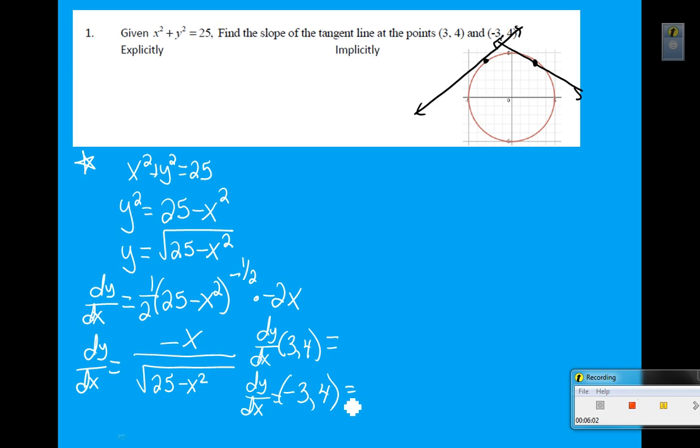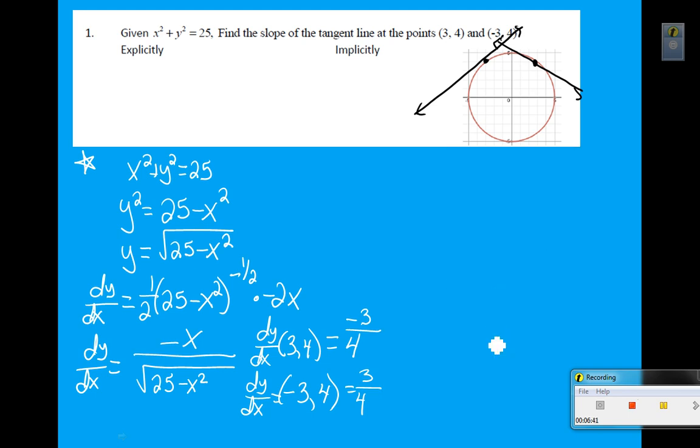Well, what I'm going to do, plug in 3 wherever I see an x, so I've got negative 3 over, plug in a 3 down here, that's going to become 25 minus 9, which is 16. Square root of 16 is 4. So boom, I know the slope of this line right there is negative 3/4. If I plug in negative 3 here, the opposite of negative 3 is positive 3. Plug in negative 3 down here. 25 minus 9 is 16. Square root of 16 is 4. I know the slope of this one right there is positive 3/4. That's what it would look like explicitly.